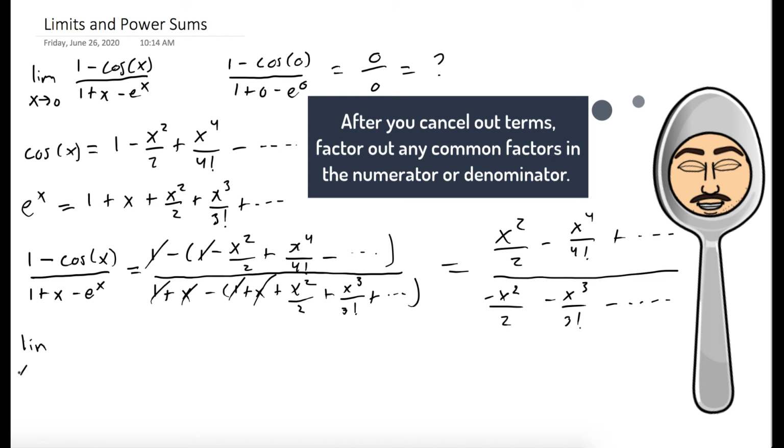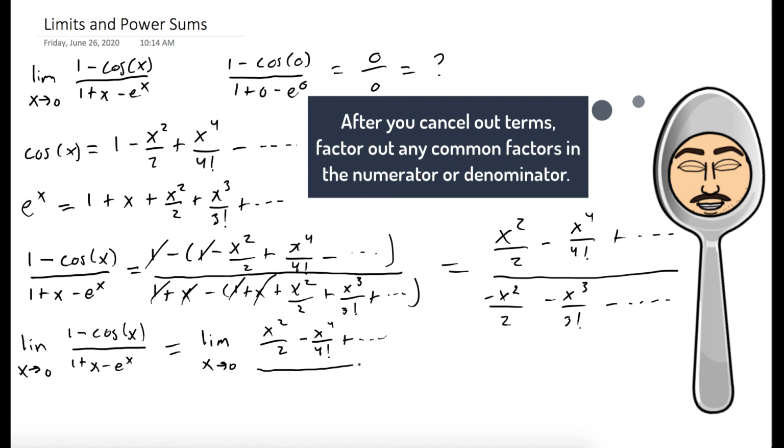So what we want to do to evaluate our limit, the whole point of this question, is evaluate the limit as x goes to 0 of this power series expansion. Something to note is that in the numerator and in the denominator of this new expression, we could factor out an x squared. And so that's what we're going to do.